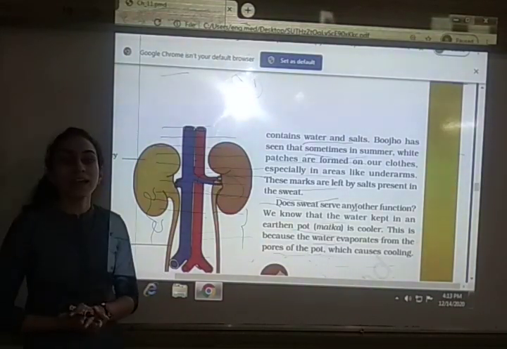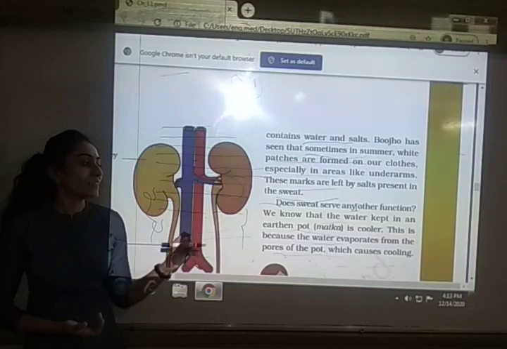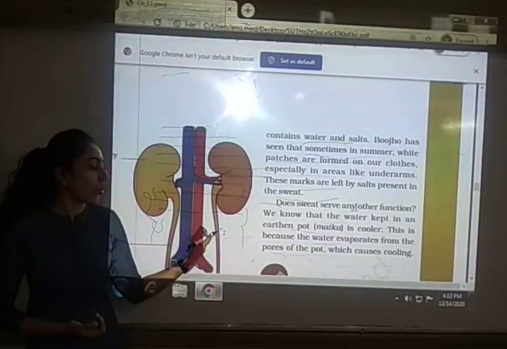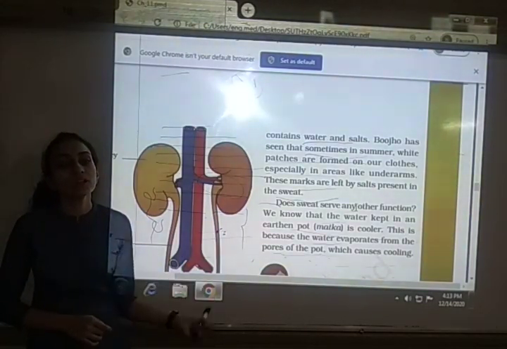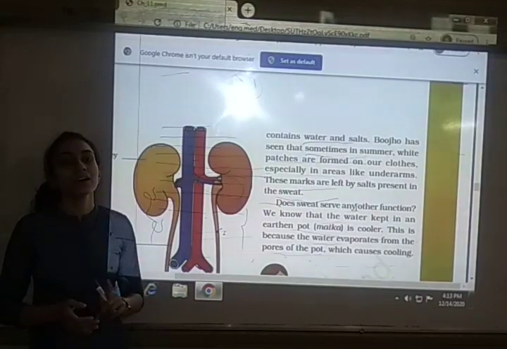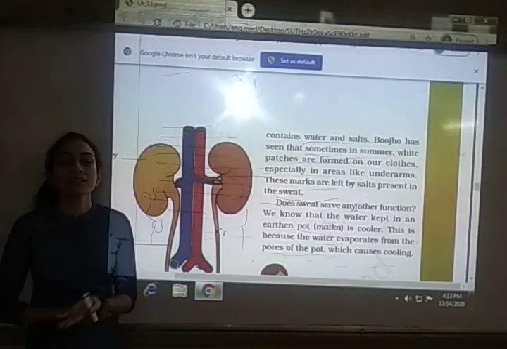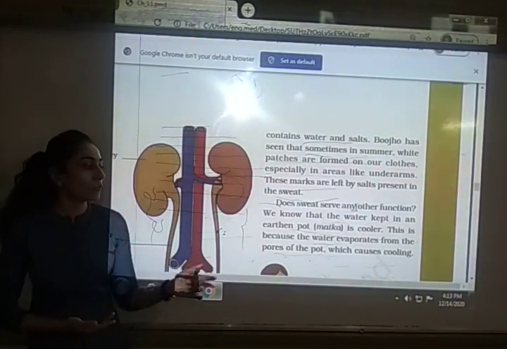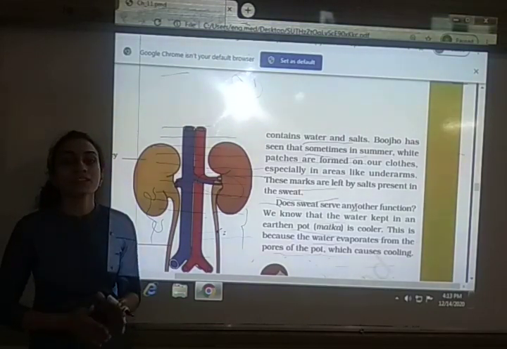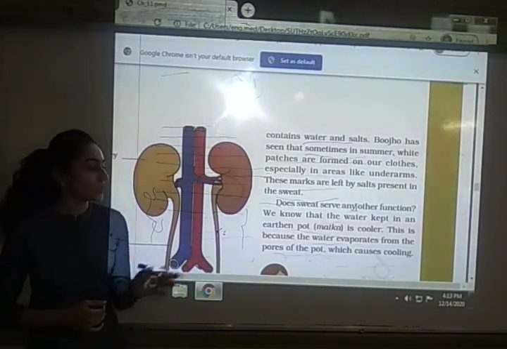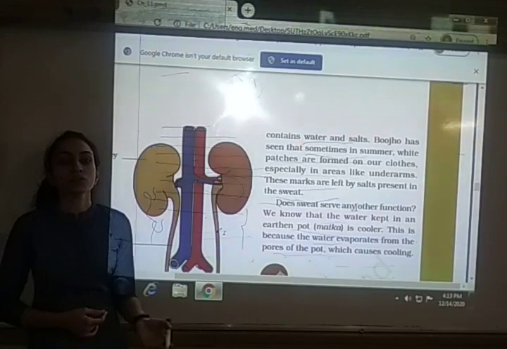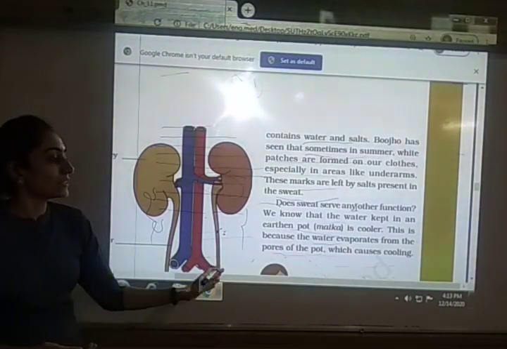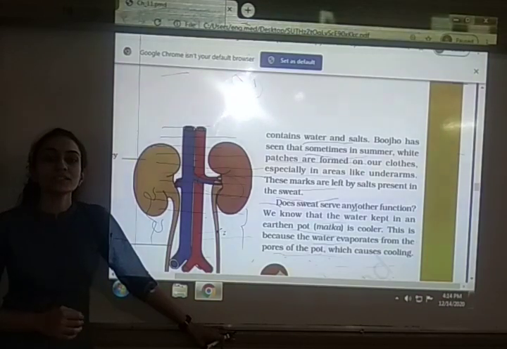Why is this so in earthen pots only? Because earthen pots have small pores, or small holes, and the water particles in them evaporate. That means they are transformed into water vapor. That's why it makes the water inside the earthen pot cooler. That method is known as evaporative cooling: keeping water cool through evaporation. In the earthen pot the water becomes cool because of this evaporative cooling.